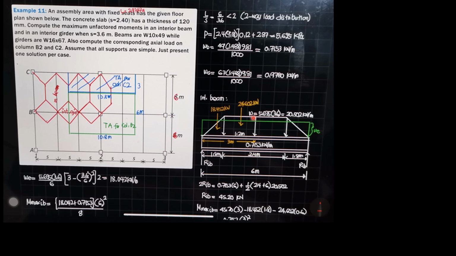The intensity of the loading is W, pressure, times S. For interior beam, we use S because that's S. So 5.695 times 3.6, 20.502 kilonewtons per meter. The area of this triangle, 1/2 of 1.8 times 20.502, 18.452 kilonewtons. The area of this rectangle, this is the mid-center, is 1.2 meters by 20.502, so 24.602 kilonewtons.